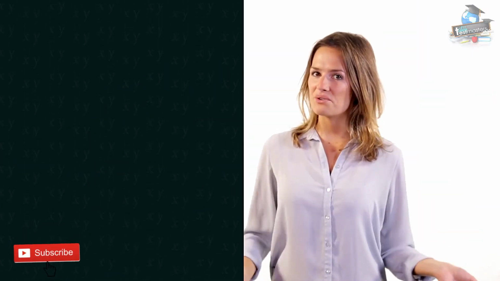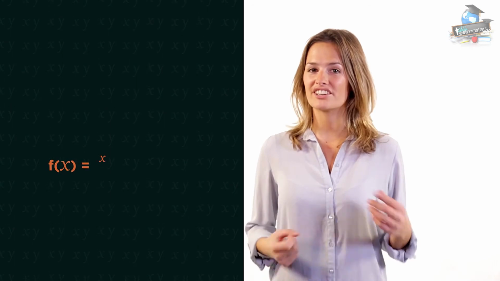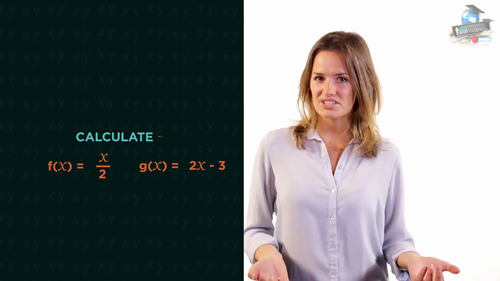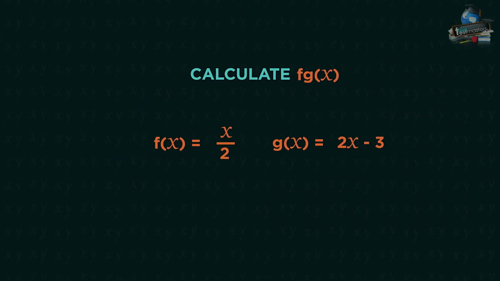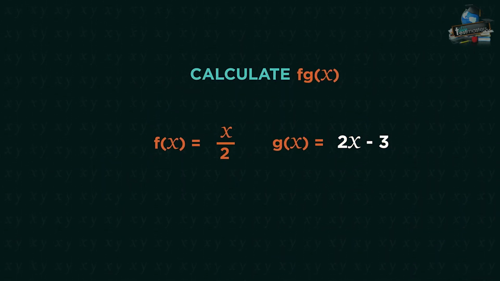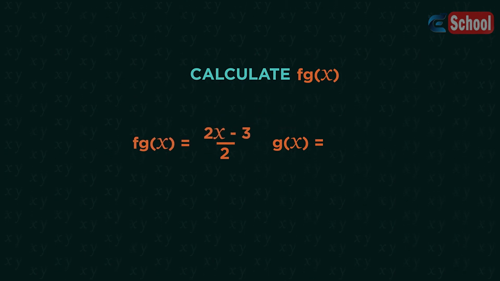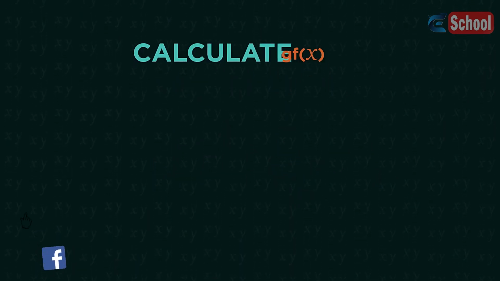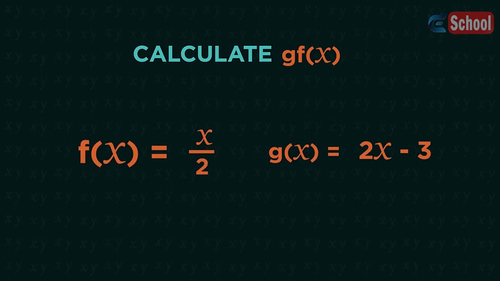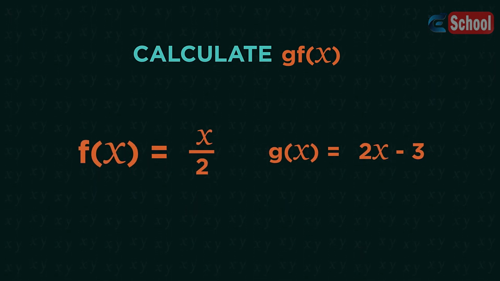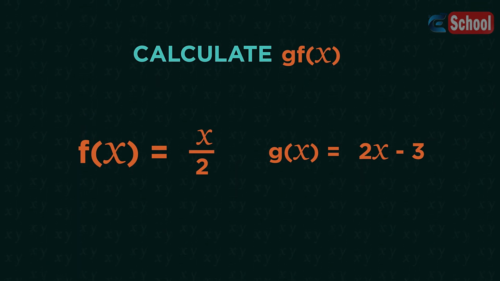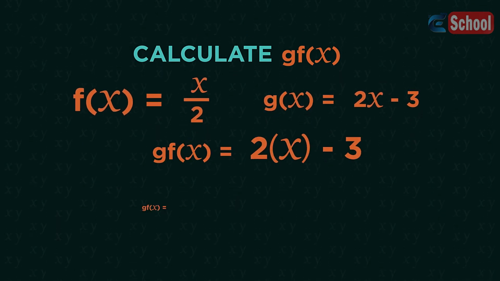We may not always be given a number. The question could just ask us to find fg of x. So then we've got to do some algebraic substitution. So we just substitute 2x minus 3 into f of x in place of any x's. What would gf of x be? Pause the video, work it out, and click play when you're ready. Did you get x minus 3?